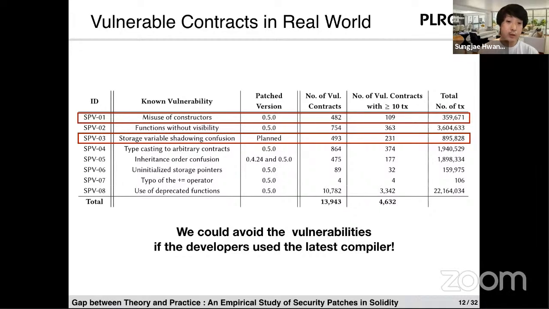And we manually investigated these vulnerable contracts to understand the developers' common mistakes and whether the Solidity patches are sufficient to prevent known vulnerabilities. Our manual investigation revealed many patterns of developer mistakes. And due to the time limitation, I will explain only 2 vulnerabilities, the first one and the third one. Please refer to our paper for more detail.